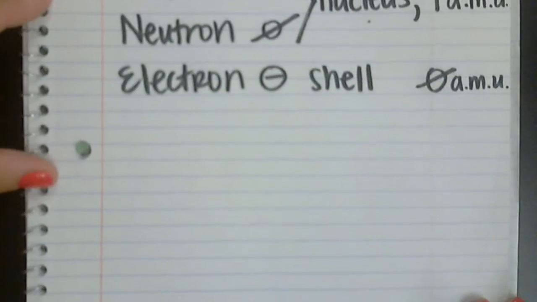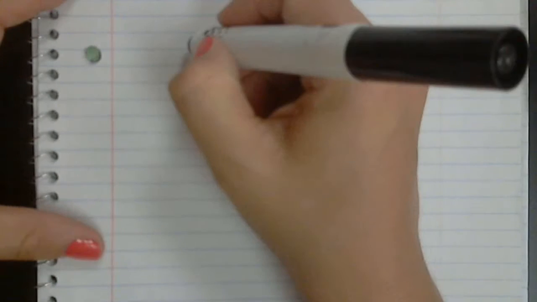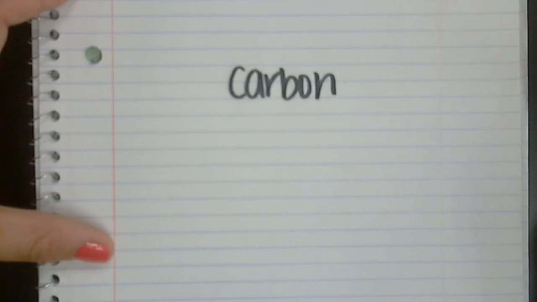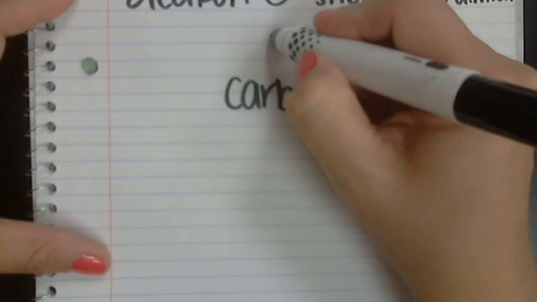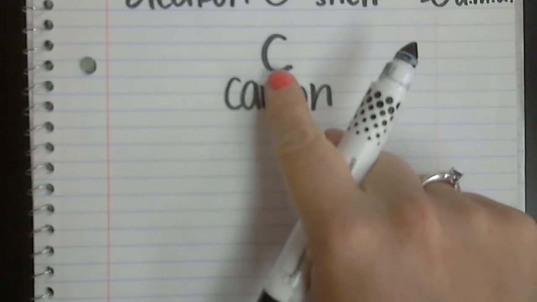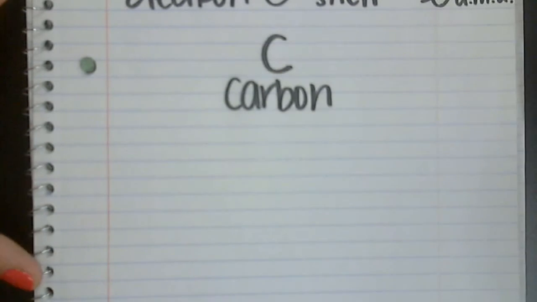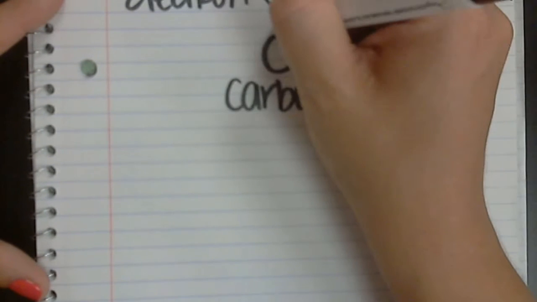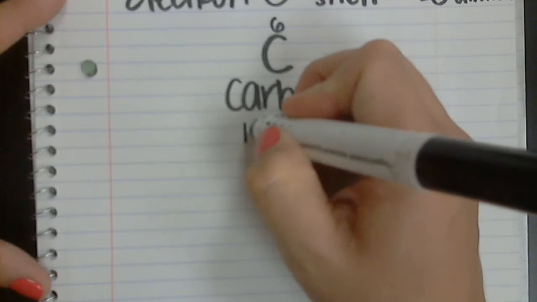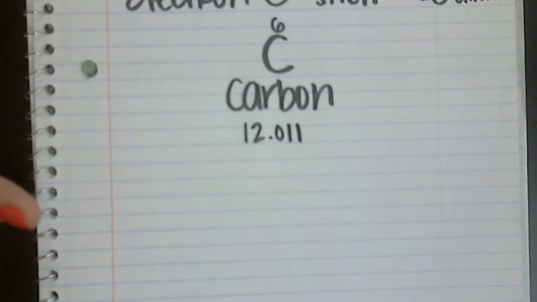Now if we look at our periodic table, we get carbon, which is the name of our element. Its symbol is C, and the symbol can be 1 or 2 letters. Side note, when you're writing symbols, the first letter is always, always, always capitalized. If there is a second letter, it's always, always, always lowercase. Carbon has an atomic number of 6 and an atomic mass of 12.011. So what does all of this mean?